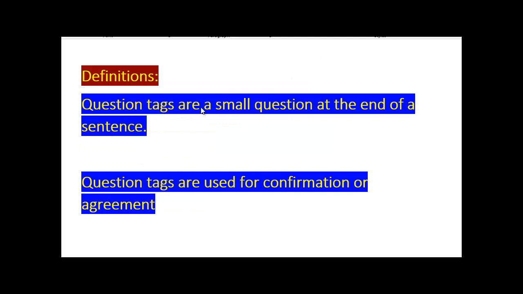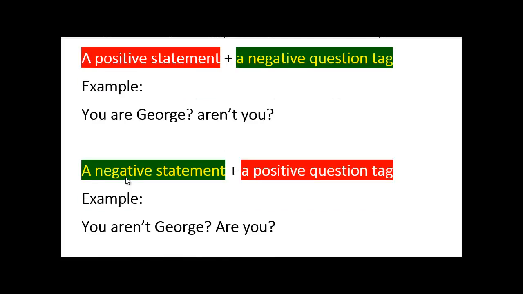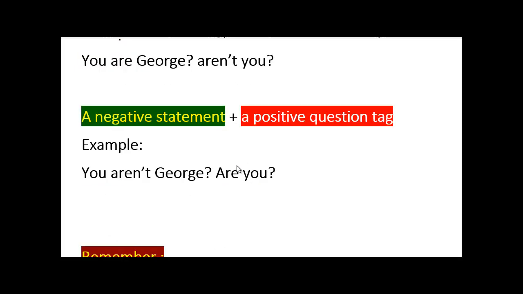Quick revision. Question tags are small questions at the end of a sentence, and they are used for confirmation or agreement. Again, if the statement or the sentence is positive, the question tag is negative, and if the statement is negative, the question tag is positive. Okay, you are George, aren't you? Negative. You aren't George, are you? That's the difference.